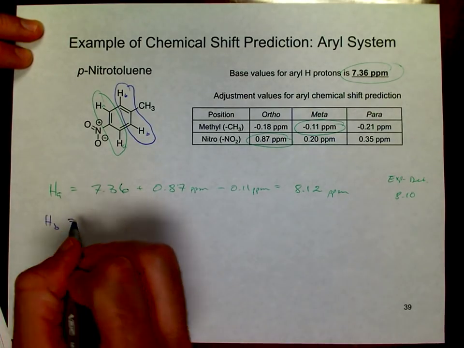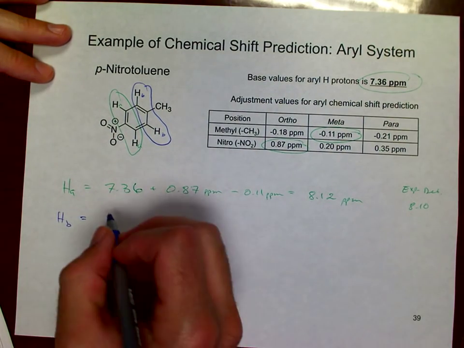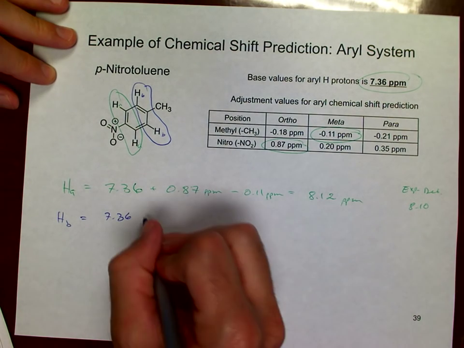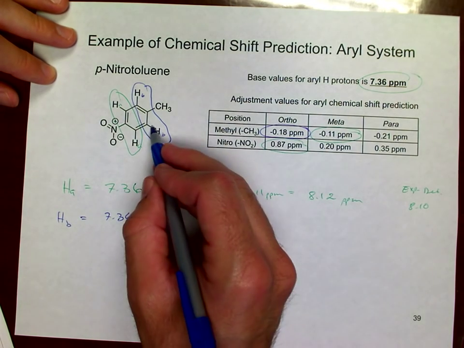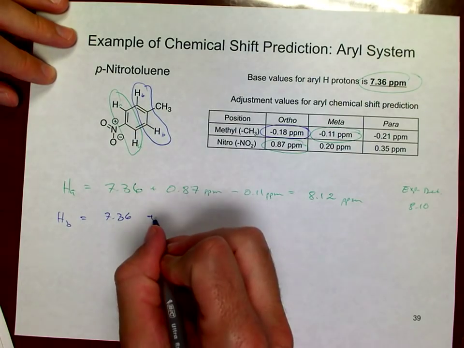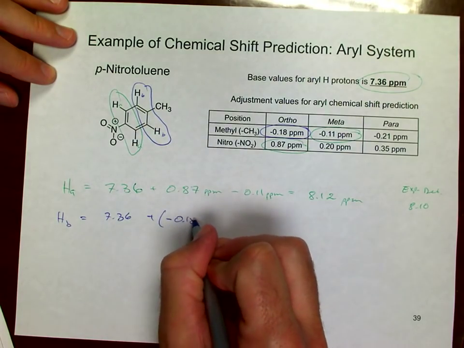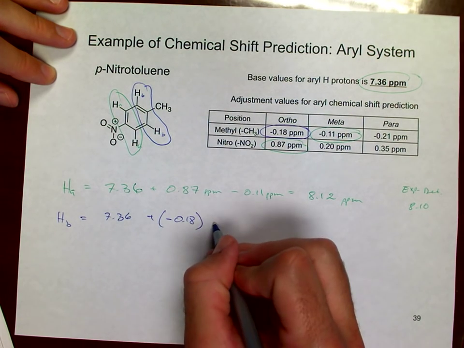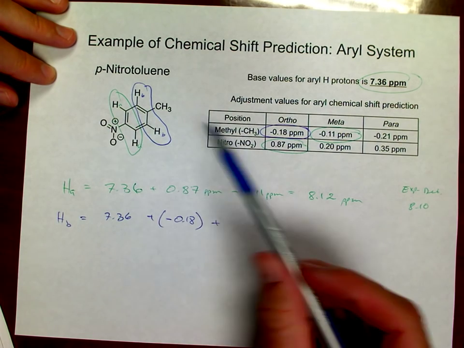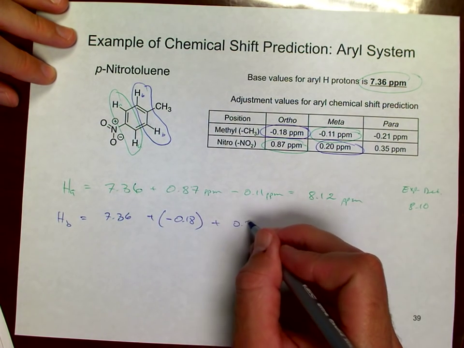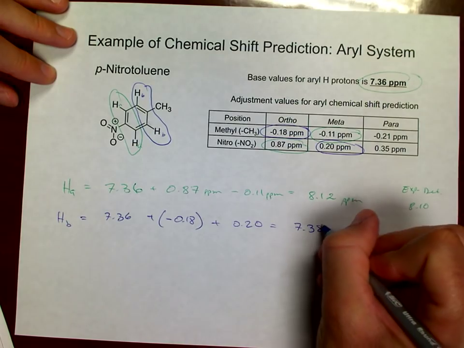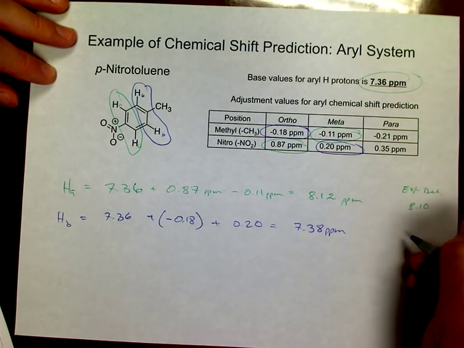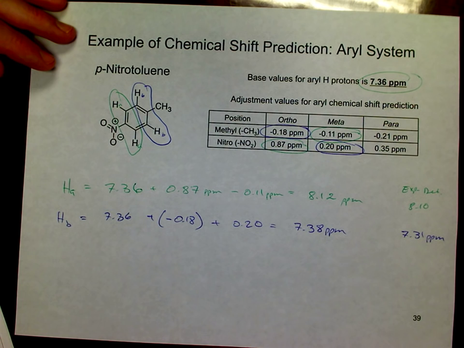Okay, so HB, still starting with 7.36. HB is ortho to a methyl. Okay, ortho to a methyl. So we've got to subtract 0.18, and they are meta to a nitro. So add 0.2. This comes out to 7.38 ppm. Experimentally determined value is 7.31 ppm. Let's see here.